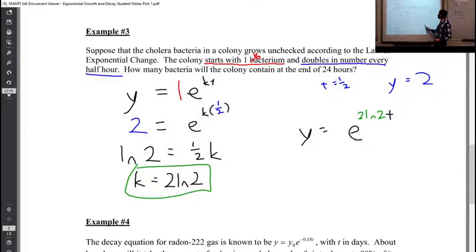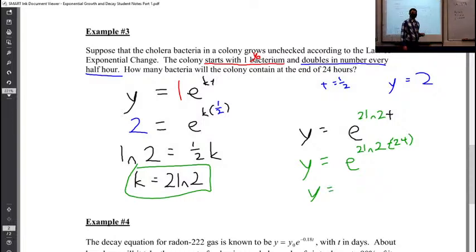So if we want to know how much there is at the end of 24 hours, then we're going to plug in 24 for t. And I'm going to do some simplifying to get the answer that you probably will expect. e to the natural log of 2, 2 times 24 is 48.